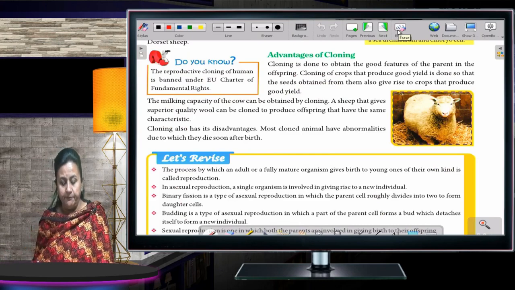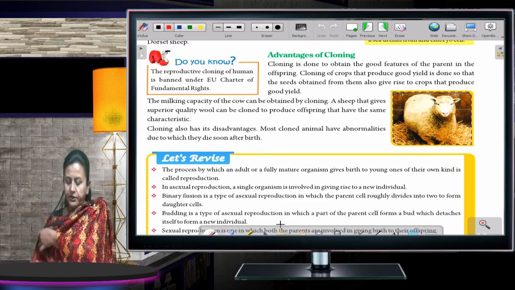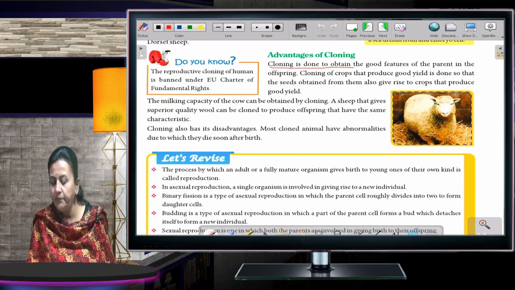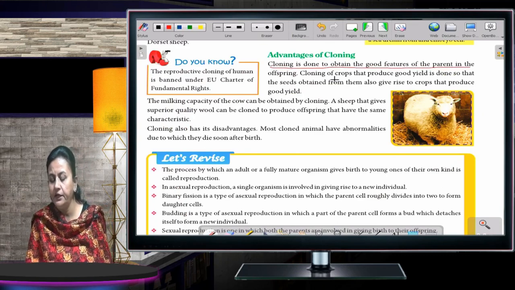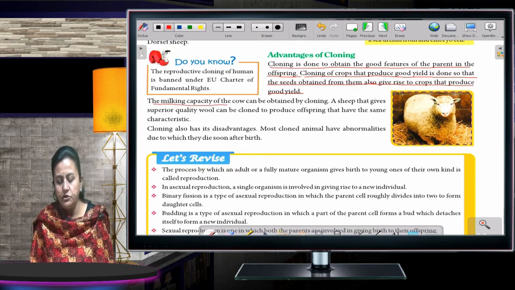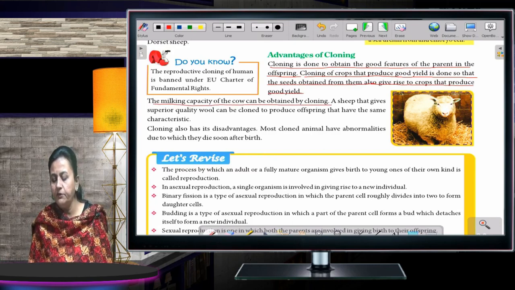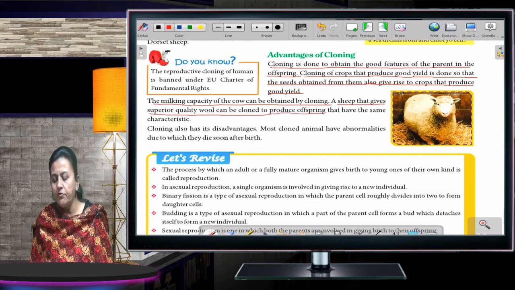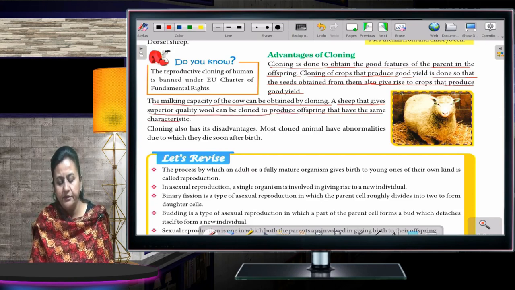Now, advantages of cloning. What are the advantages of cloning? Cloning is done to obtain the good features of the parent in the offspring. Cloning of crops is done so that the seed obtained from there also gives rise to crops that produce good yield. The milking capacity of the cow can be obtained by cloning. A sheep that gives superior quality wool can be cloned to produce offspring that have the same characteristic.